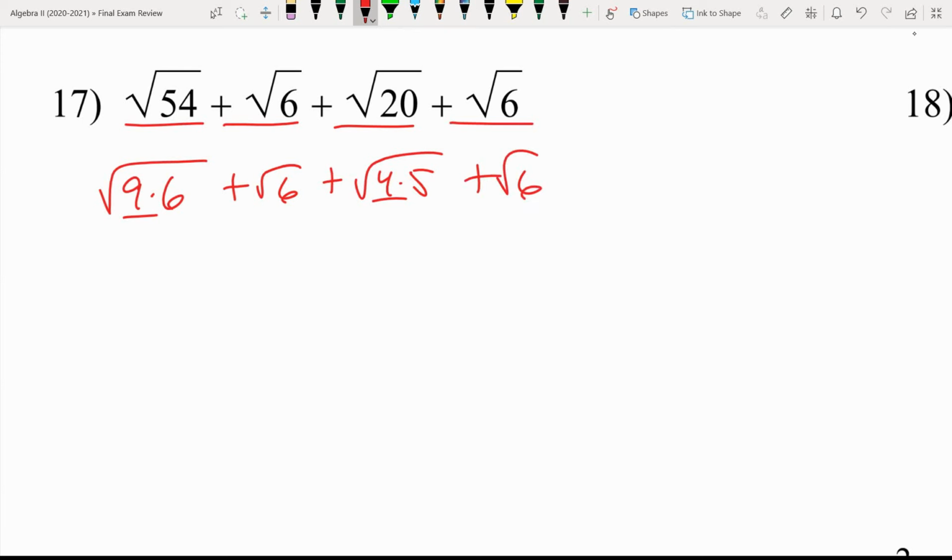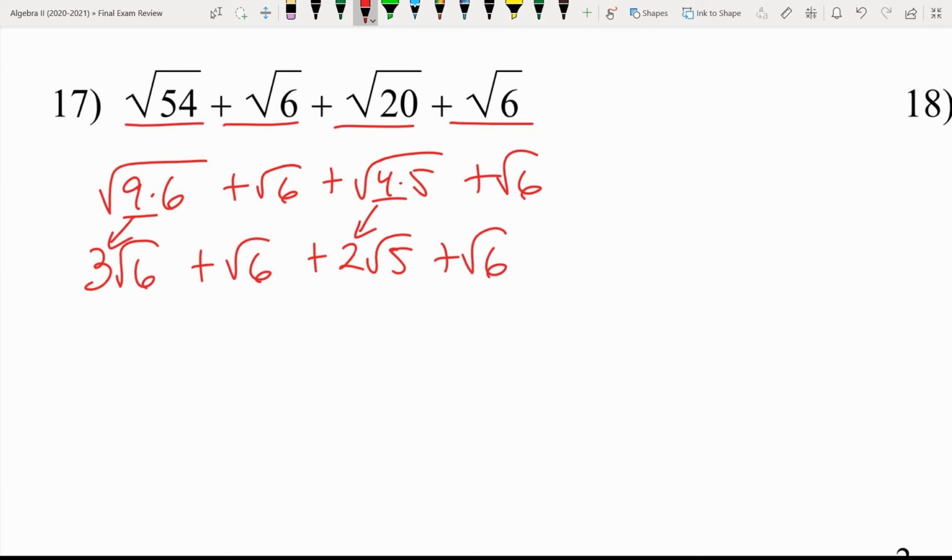So this first one becomes 3 square root of 6 plus another square root of 6 plus 2 square root of 5. Square root of 4 there is the 2. Square root of the 9 here was the 3. And then plus the square root of 6 there. So it looks like I have a bunch of square root of 6's that I can put together. Remember, this is a 1 square root of 6 here and a 1 square root of 6 here. So that's 3 plus 1 plus 1 is 5 square root of 6's plus 2 square root of 5.